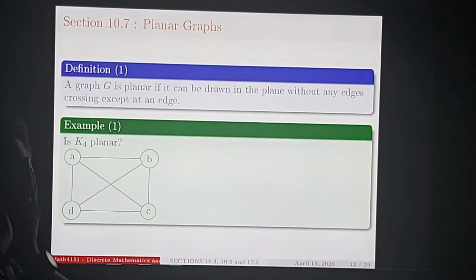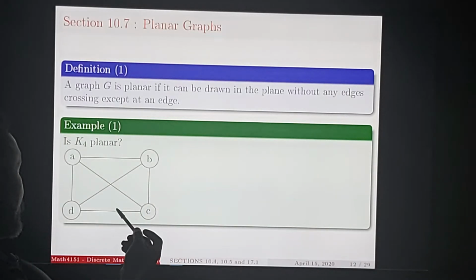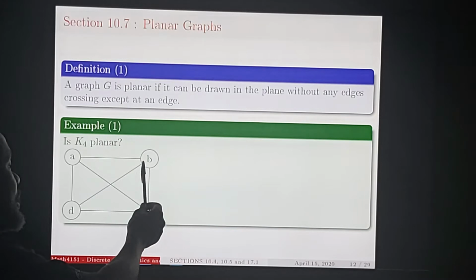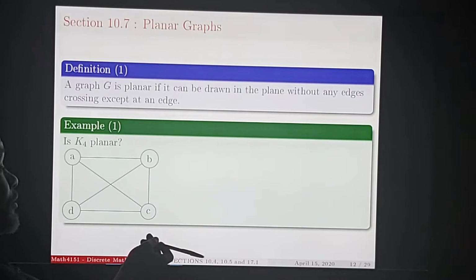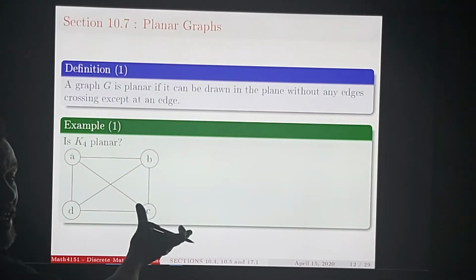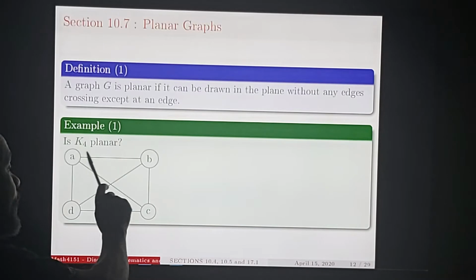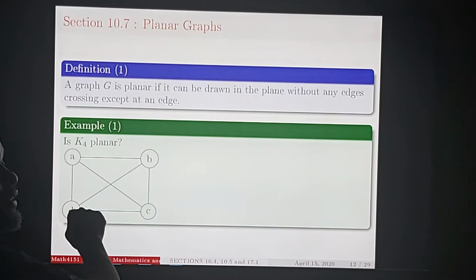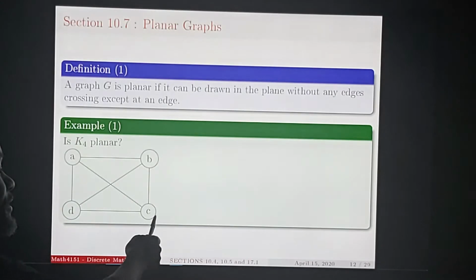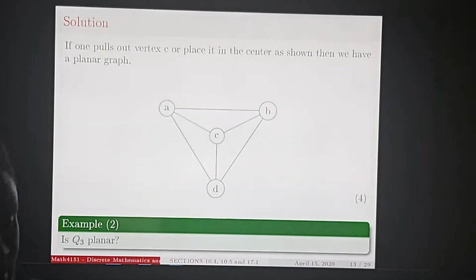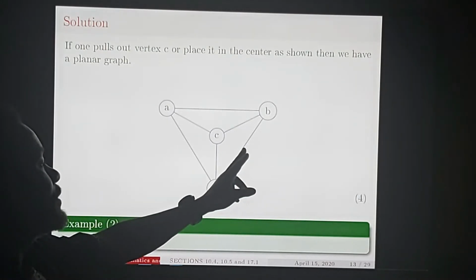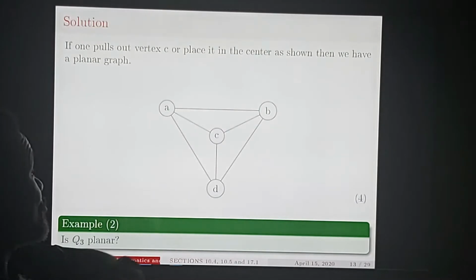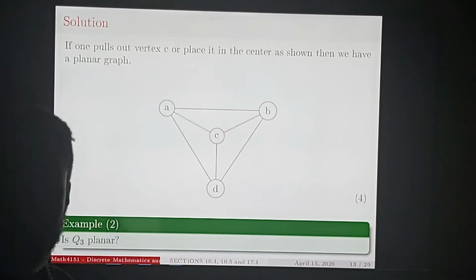This is a nice thing for you to think about. I'm sorry I'm not able to write, but let me say the following. If you take this edge outside like this, then there's no crossing anymore. So now you can redraw the graph nicely so that you have A, B, D as the outer vertices, and then C will be inside. That's why you have this graph. C is in the middle, then A, B, and D, because we took this one outside, and then we have this nice graph, which is planar. That's the first example, ladies and gentlemen.